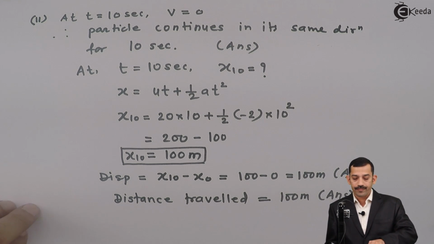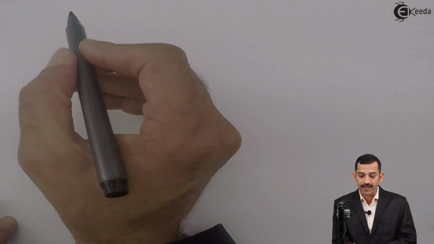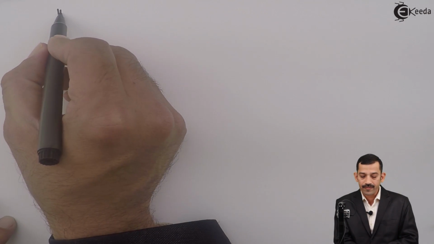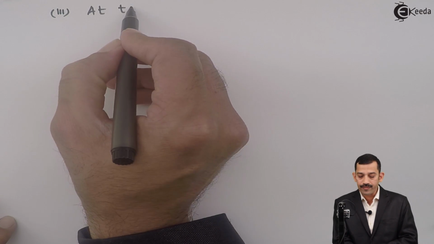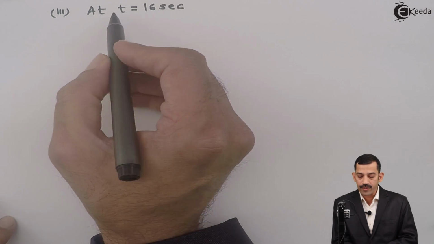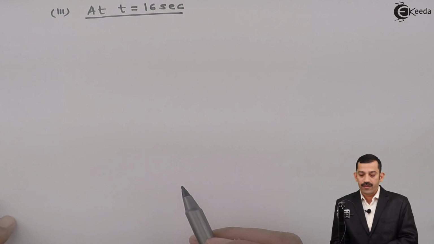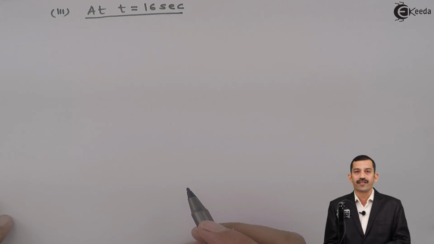Third part of the problem: the velocity, displacement and distance travelled at t equal to 16 seconds. Number 3, at t equal to 16 seconds. What do you have to find out? Its velocity, displacement and distance travelled.